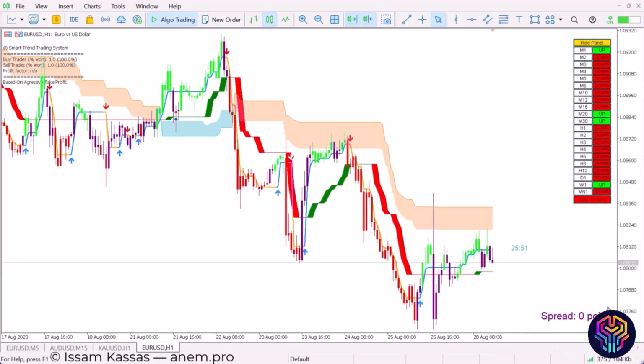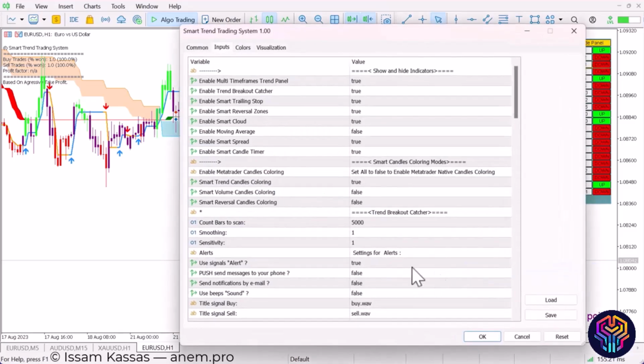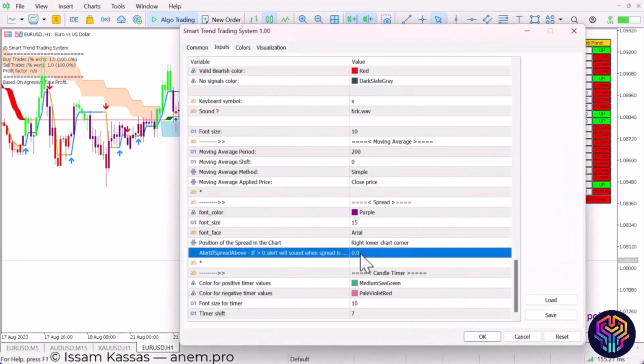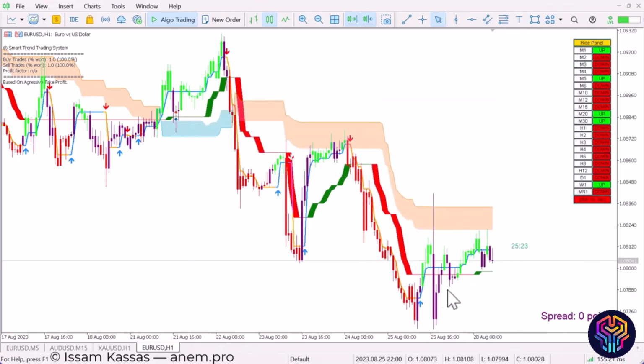Down here you have the spread, and you can go to the settings again, go all the way down, and set the spread to the maximum here. So if you set 10 points, which is 1 pip, whenever the spread goes above 1, it's going to give you a sound alert, not a box alert or anything like that, just a sound alert. I find that the box alert is uncomfortable for my eyes and for my trading. So I choose to use just a sound instead of a box alert. In the middle here, you have the smart timer, and the smart timer changes color. If the price is going up, it's going to be green.